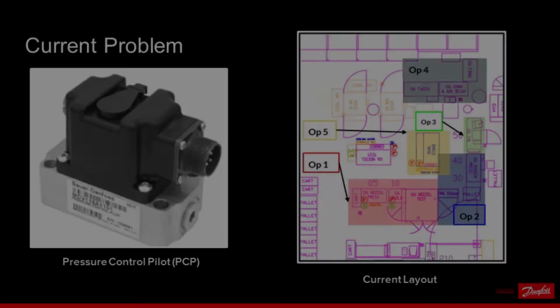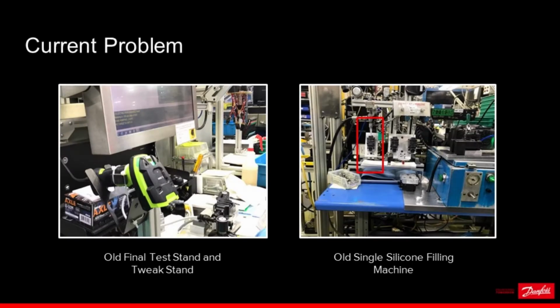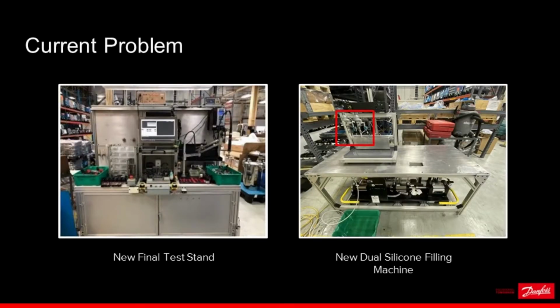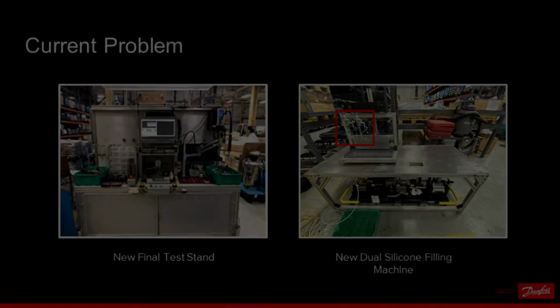the decreasing demand. The new layout will implement new equipment that will be replacing stations which include the old final test stand, tweak, and single silicon filling machine. The new equipment includes the 2 final test stands and dual silicon filling machine.